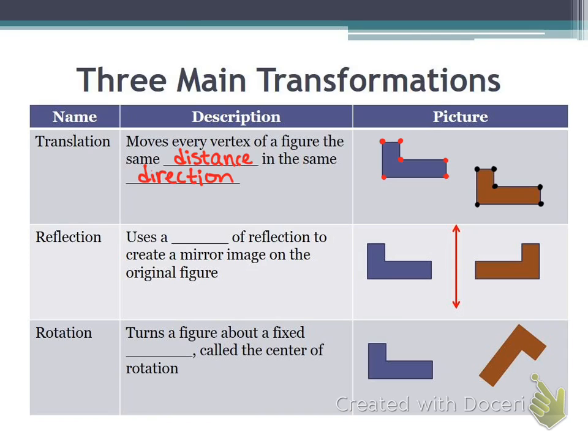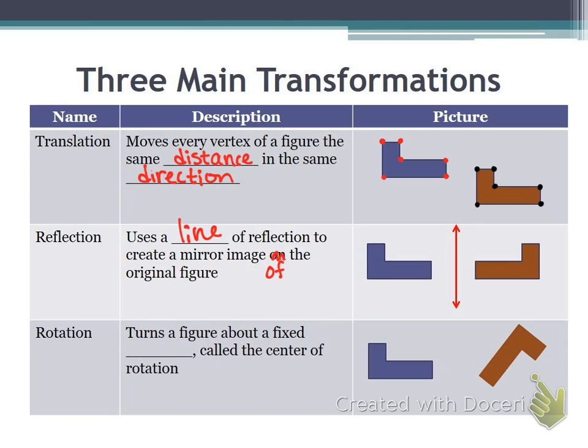A reflection uses a line of reflection to create a mirror image of the original figure. Okay, so they showed the line of reflection here. So if we were to make this into a piece of paper, print it off, or you could do it with your notes, and we were to fold it along this line that they showed, then these two images should match up with each other exactly. Should sandwich right on top of each other.